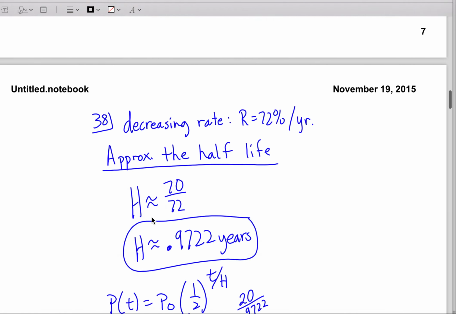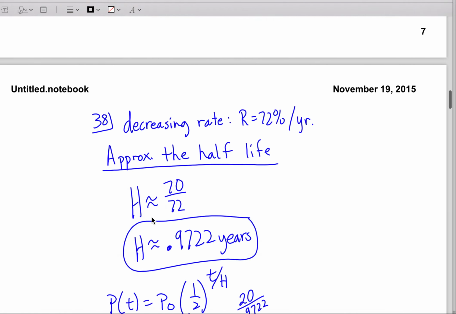So let's say we have a decreasing rate at 72% per year. We want to find the approximate half-life. Using this rule of 70, we can approximately find out what it is. It's not really what it is because 70 is really not the right value we're using, but you can do that. And then if you want to find out how much is left in 20 years, you can put in your 100,000 that you started with, and your half-life, and put in what you came up with for the half-life for the years.